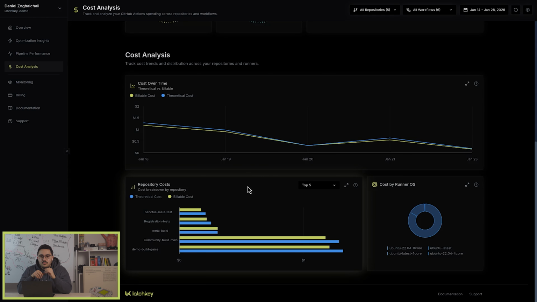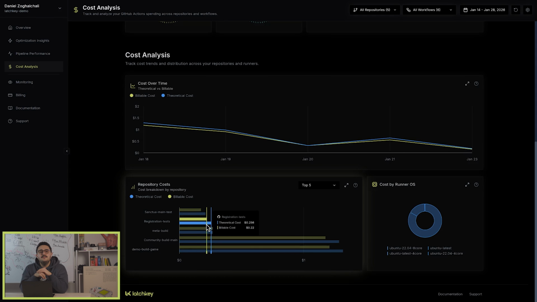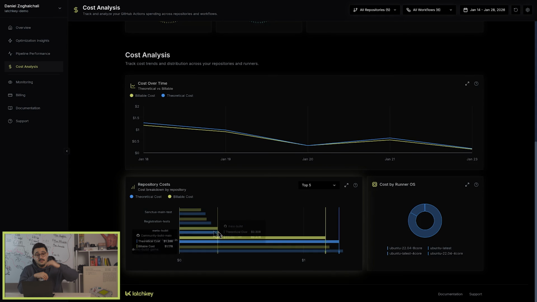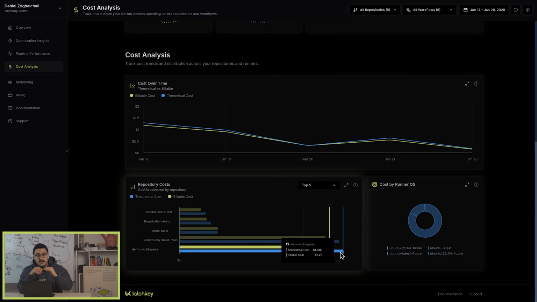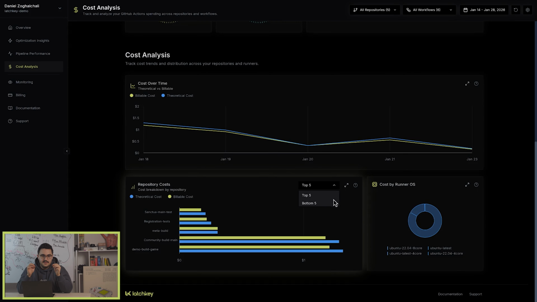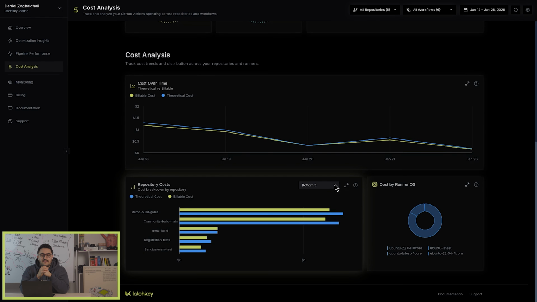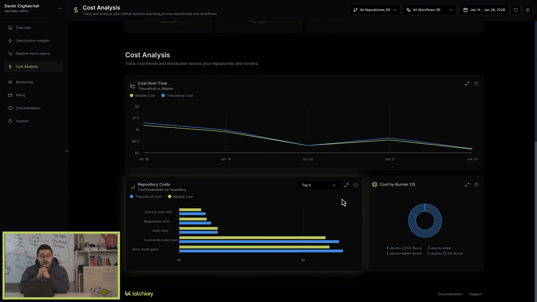Below that, repository costs break down spending by repo in a horizontal bar chart. You can use the dropdown to toggle between the top 5, bottom 5, or view all repositories. This makes it easy to identify which codebases are driving your costs.